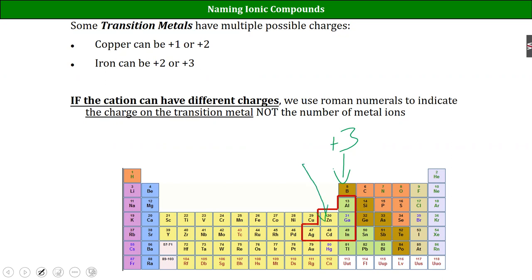If we use that same logic, what can we expect from zinc and cadmium? Exactly. They have full d orbitals as well, but only two valence electrons. So zinc and cadmium, when they form ions, always become plus two.